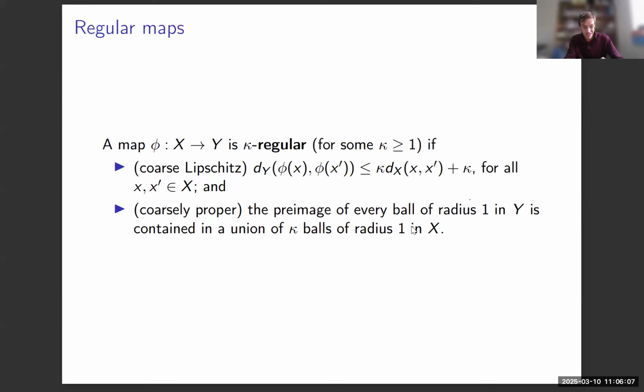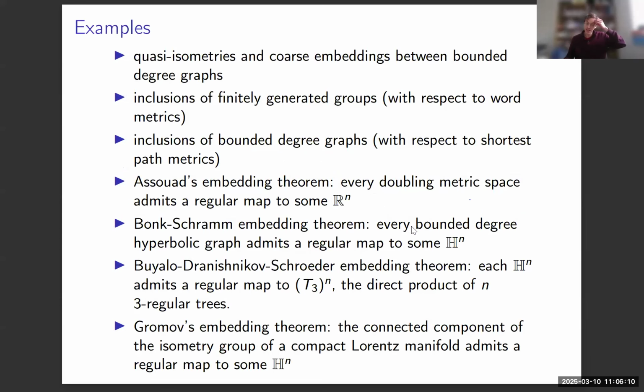The reason I'm interested in these is because there are simply tons of them. It's a huge long list, which I'm not going to read all of. But for coarse geometers, for geometric group theorists, the first three are probably very, very interesting. If you're looking at bounded degree graphs or lots of the things related to them, then any quasi-isometries or coarse embeddings between these graphs are also going to be regular maps. So you can think of regular maps as a class of maps that generalize inclusions of finitely generated groups. If you've got two finitely generated groups, one a subgroup of the other, then the inclusion with respect to the word metrics is going to be regular.